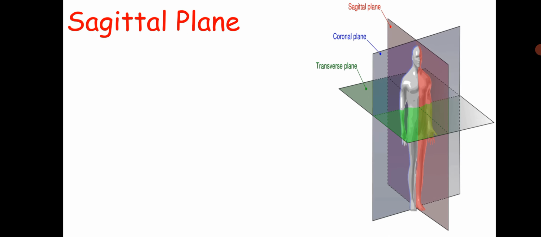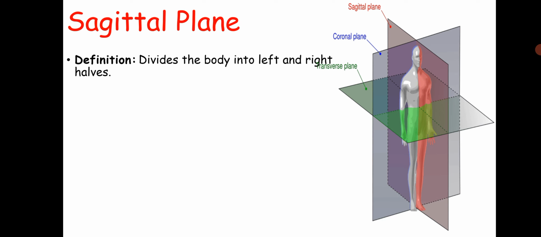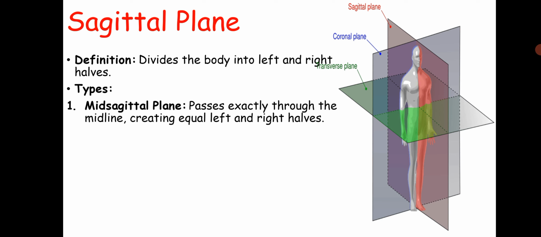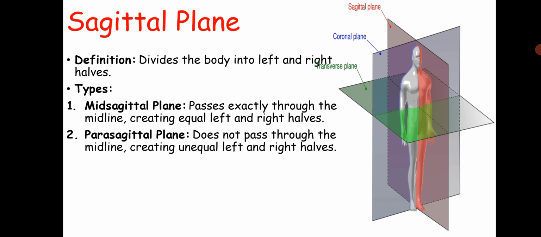First plane we have is sagittal plane. It can define as the plane that divides the body into left and right half is called a sagittal plane. It is categorized into two types further. The first type is mid-sagittal plane that passes exactly through the midline, thus creating equal left and right halves. And another type of sagittal plane is parasagittal plane that does not pass through the midline, thus creating unequal left and right halves.